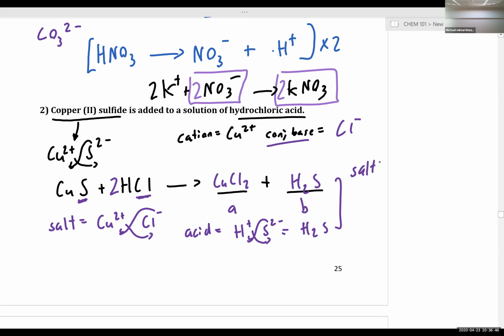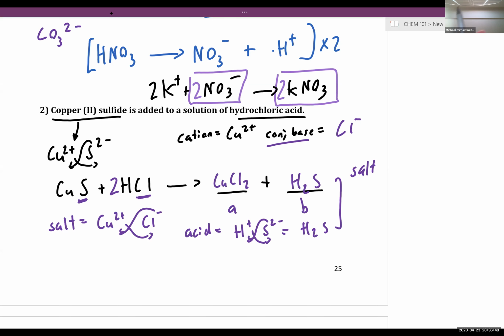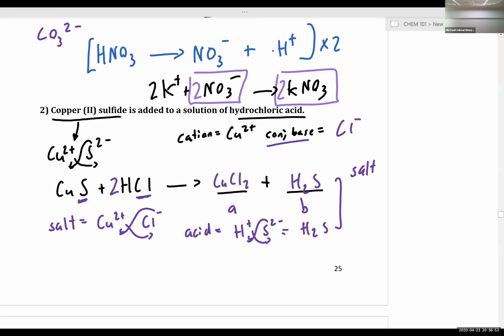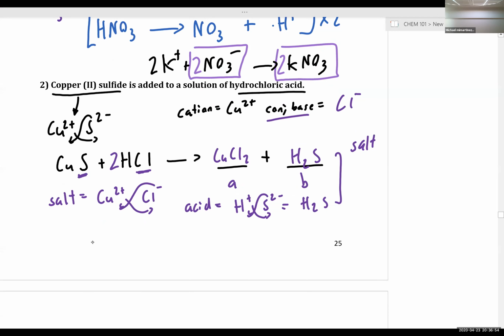It's serviceable for sure. It works, it gets the job done, especially for these simple equations. Let's look at the half reaction method. So from the half reaction method, copper sulfide is going to react to make hydrosulfuric acid and copper 2+. We need to gain 2 protons to complete this process.